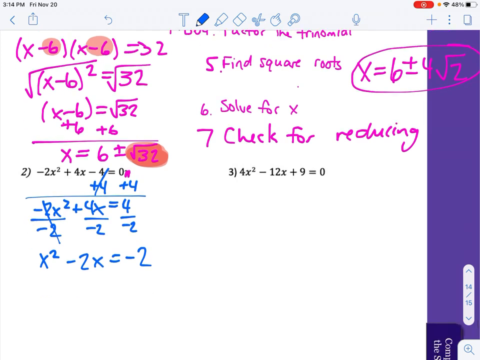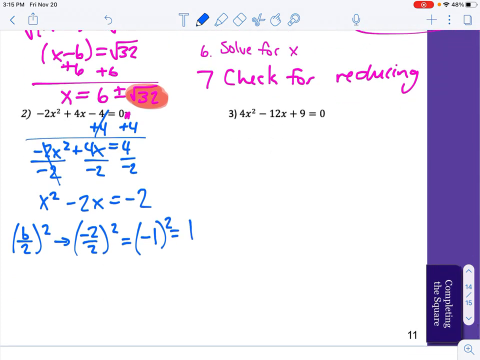From here, we take our b over 2 squared, plug in b, this time it's negative 2, so negative 2 over 2 squared equals negative 1 squared, which equals 1. Now we add that b over 2 squared term to both sides, so x squared minus 2x plus 1 equals negative 2 plus 1. We have to add it to both sides.